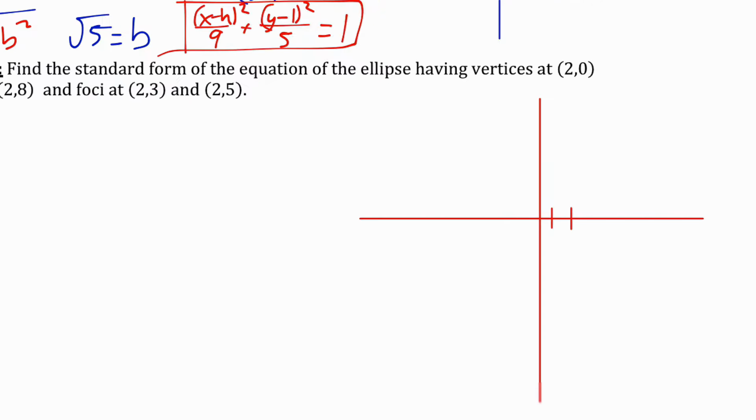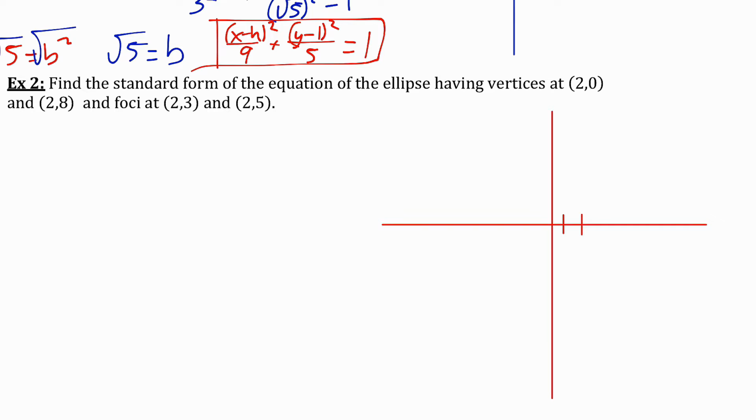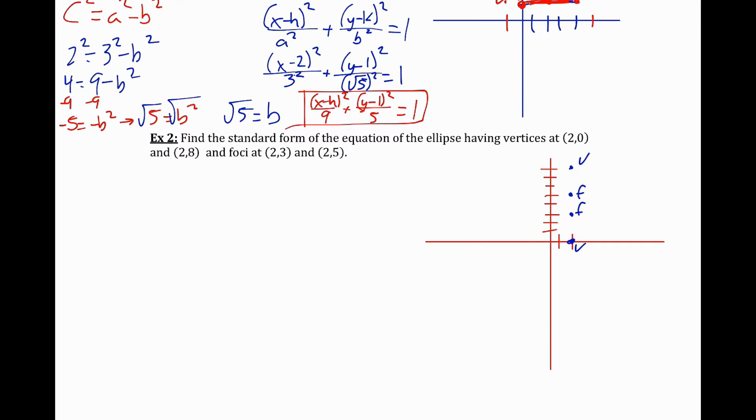So, drawing this out, we're going to go 2 over, and it looks like the highest we have to go up is 8, so we'll go 1, 2, 3, 4, 5, 6, 7, 8. I know it's not perfectly spaced, but that's okay. So, we have a point at (2, 0). That's one of our vertices. We have a point at (2, 8). That's another vertex. Then we have foci at (2, 3) and (2, 5).